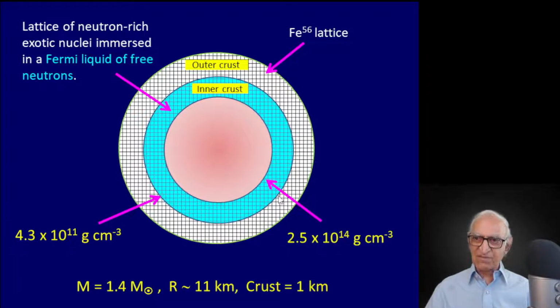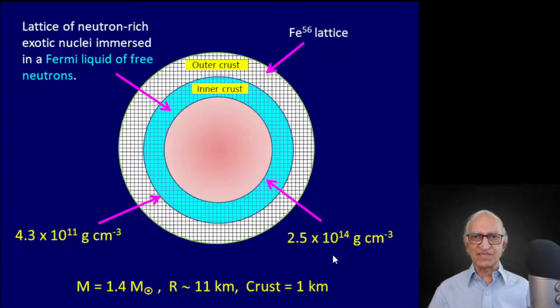And then finally we come to a density of 2.5 times 10 to the power 14 grams per cubic centimeter. That's a magical number because that is the density of atomic nuclei on Earth. So if you go through the periodic table, if you divide the mass of the nucleus by the volume for all the elements, you will get a density of roughly 2.5 times 10 to the power 14 grams per cubic centimeter. That is the matter of which we are made. So we will reach that density.